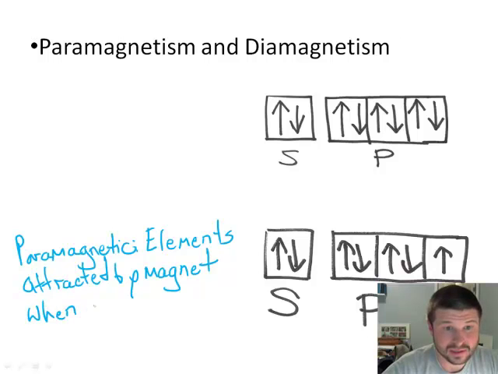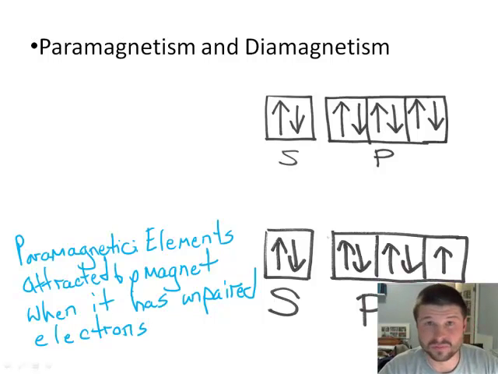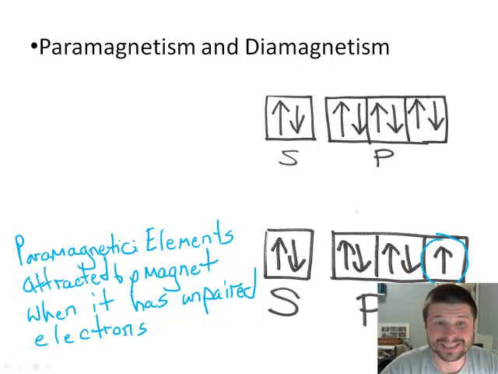When it has unpaired electrons. Like this configuration, for example, it has an unpaired electron right here, which makes it attracted to a magnet. Okay, so that's the term paramagnetic. Anytime I have unpaired electrons.